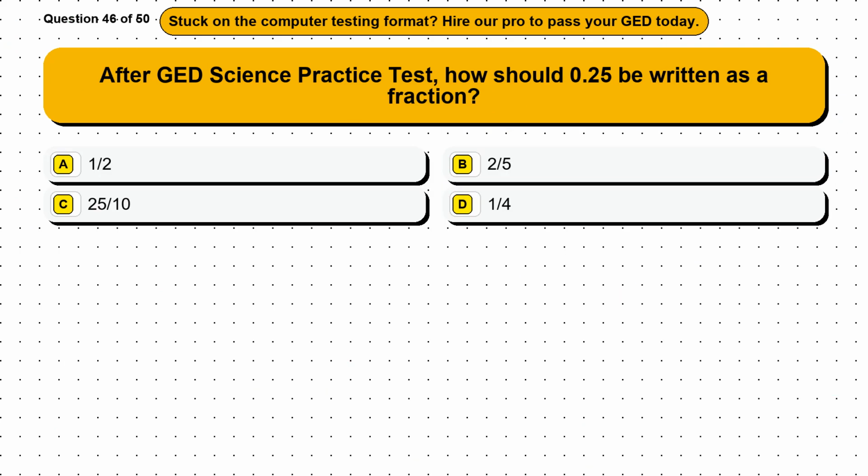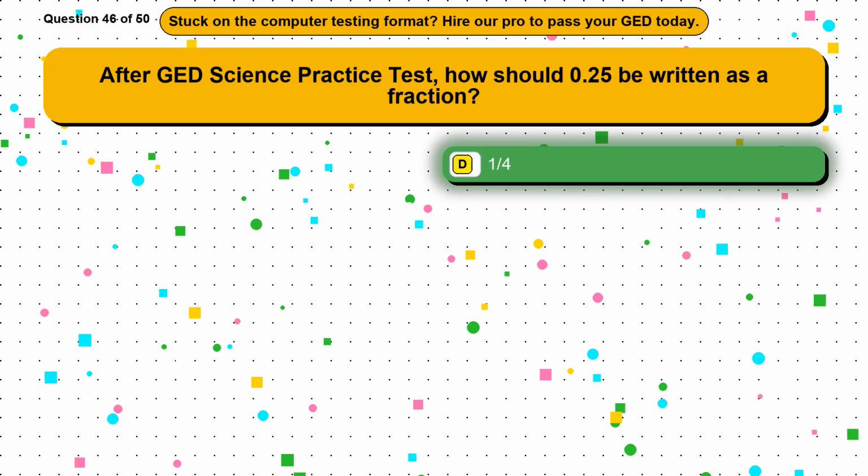Question 46. After GED Science Practice Test, how should 0.25 be written as a fraction? Option A, 1/2. Option B, 2/5. Option C, 25/10. Option D, 1/4. The correct answer is option D, 1/4.